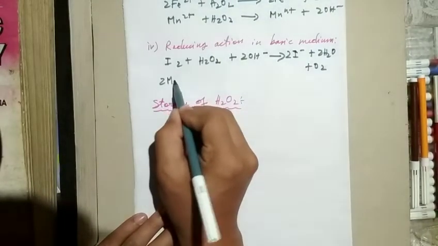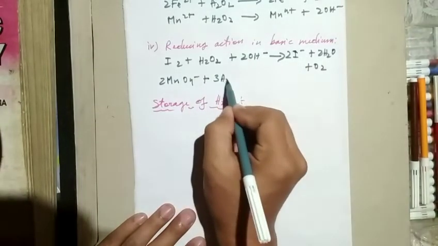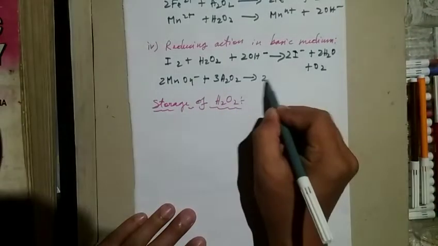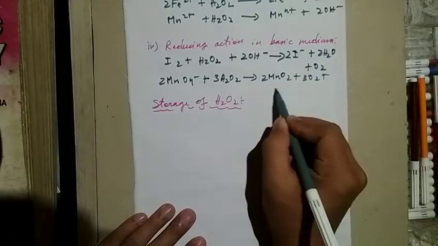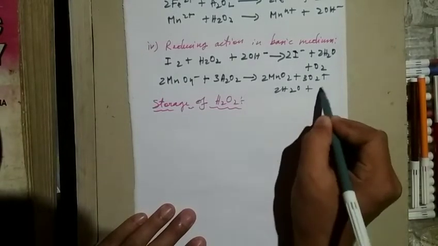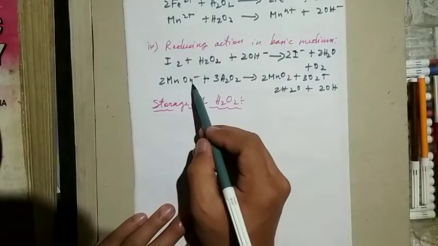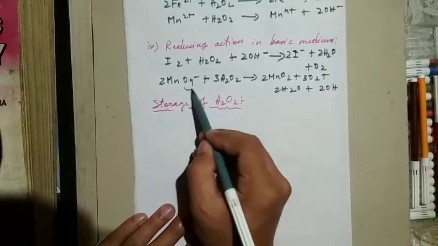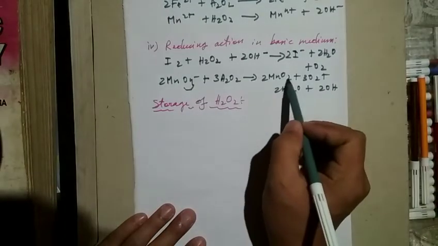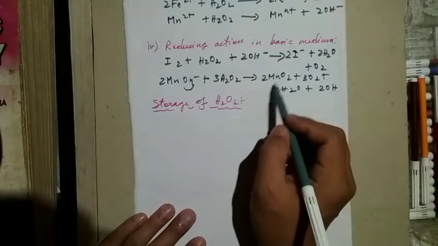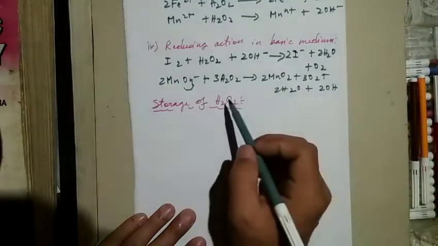Now next example, MnO4- plus 3H2O2 to MnO2 plus 3O2 plus 2H2O plus 2OH-. So from MnO4, O4 means it will have higher oxidation, and O2 means it will have lesser oxidation. So it gets reduced from higher number to lesser number.